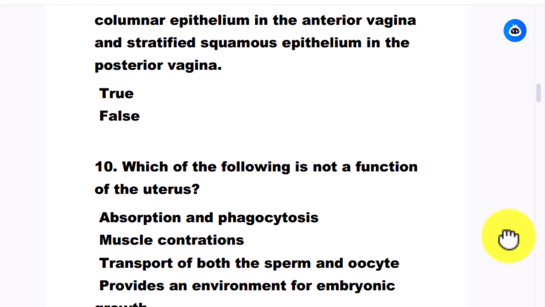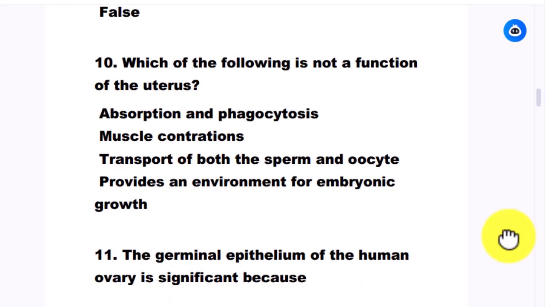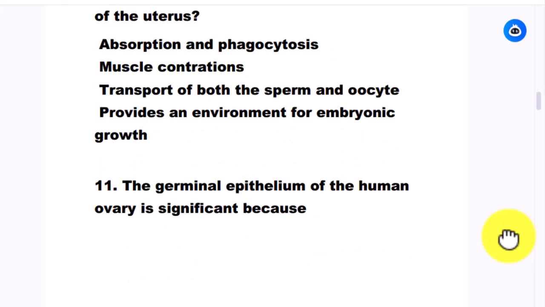Which of the following is not a function of the uterus? Absorption and phagocytosis, muscle contractions, transport of both the sperm and oocyte, provide an environment for embryonic growth.